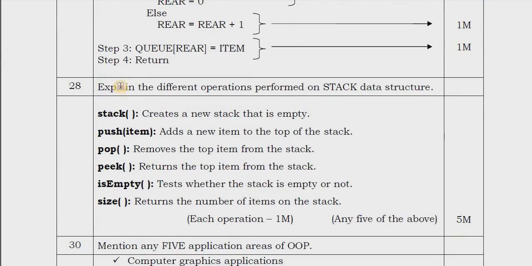Another question of 5 marks is: explain different operations performed on stack data structure. On stack data structure, you have to explain the basic operations. So this is for 5 marks. You have to explain these operations: stack, push, pop, peek, is empty, and size. We have just discussed this.